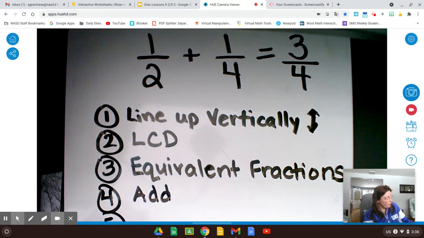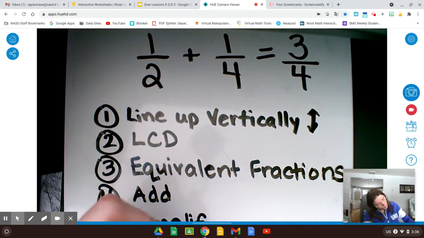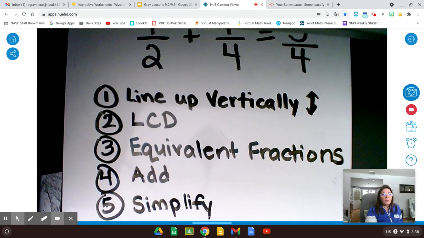And step 5, our favorite, simplify. Always in simplest form. So these are the 5 steps. You can pause the video and copy them down if you need to. So let's go back to step 1.